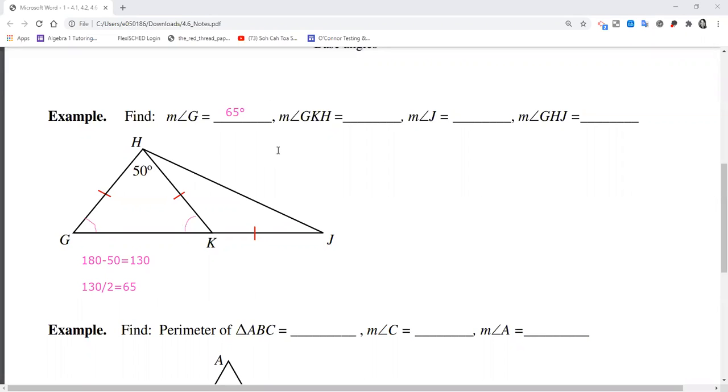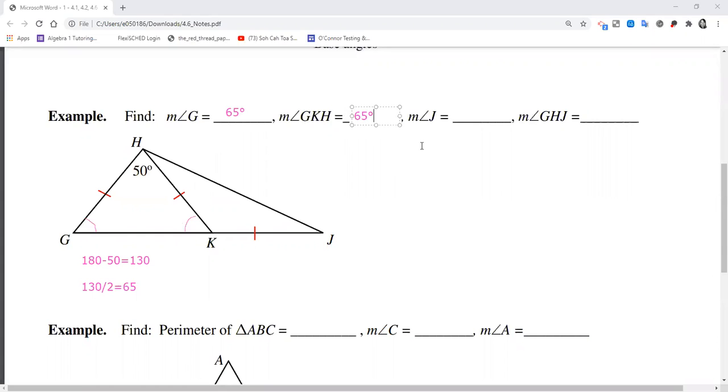Okay. Next, they're asking us about the measure of angle GKH. That's this one right here that's congruent to angle G. So maybe I can't copy it, but I'm going to type it again. So 65, alt 0176. Look at that. All right, and I learned how to make that degree symbol.